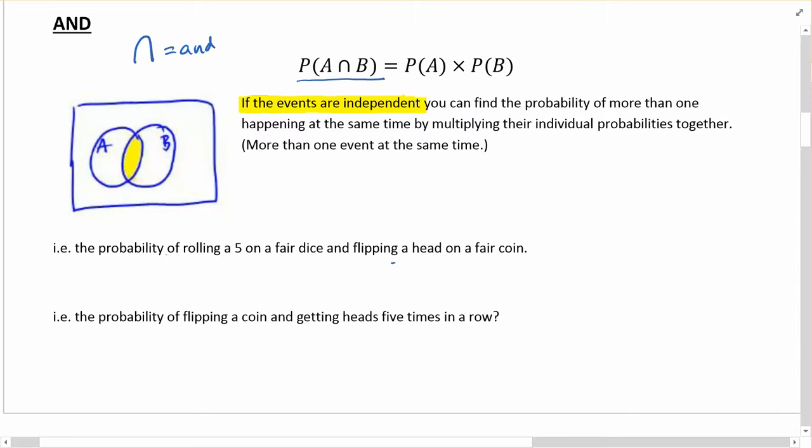Okay. So the probability of rolling a 5 on a fair die and flipping a head on a fair coin. Well, you can assume those are independent because rolling the die should have no effect on flipping a coin. So a 5 on a fair die is 1 out of 6, and flipping a head is 1/2. So you should get 1/12 as your probability. You just times them together. The probability of flipping a coin and getting heads 5 times in a row: so here we've got 1/2 times 1/2 times 1/2 times 1/2 times 1/2, because I'm getting heads 5 times in a row. So that's going to be a really big number.